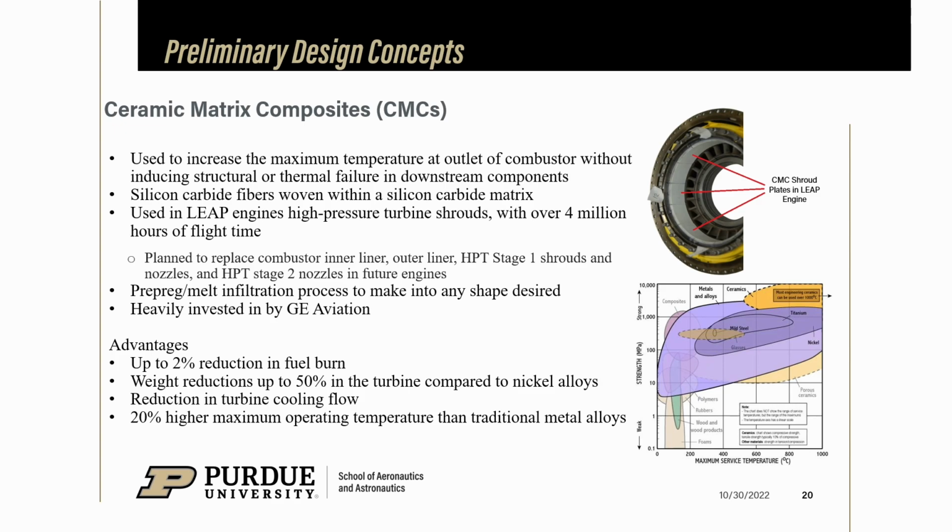Some big advantages associated with CMCs are a 2% reduction in fuel burn and weight reductions up to 50% in the turbine compared to traditional nickel alloys. This is just because the material of CMCs is much lighter than the nickel alloys that are used. And then also a reduction in needed turbine cooling flow and a 20% higher maximum operating temperature.